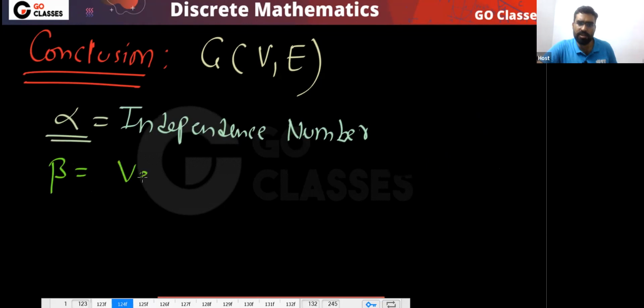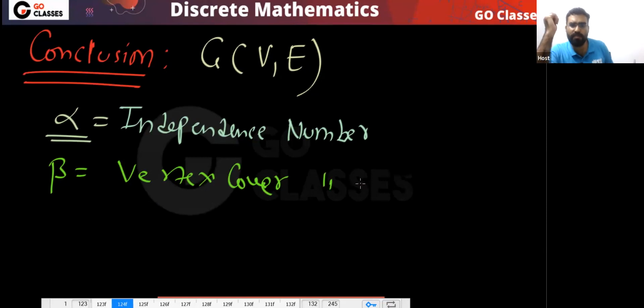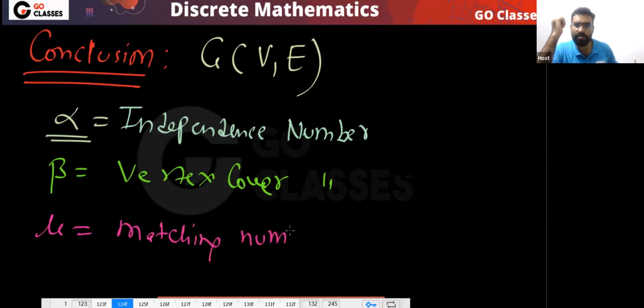What is beta? This is your vertex cover number, meaning the size of the minimum vertex cover. Then what is mu? This is the matching number, the size of the largest matching. And what is beta dash? This is the edge cover number.